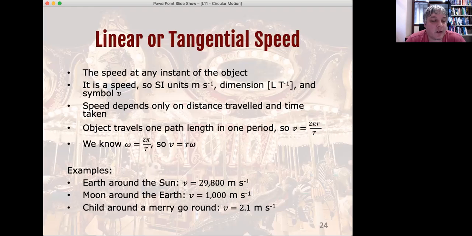So some examples again. The Earth around the Sun is traveling with a tangential speed of 30,000 meters per second. The Moon around the Earth is traveling with a speed of 1,000 meters per second. And that child that we had on our merry-go-round is traveling with a tangential speed of 2.1 meters per second.